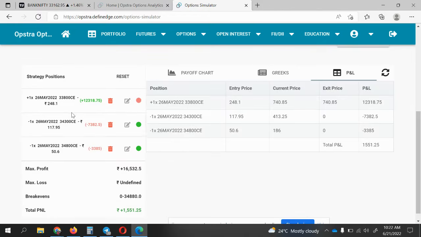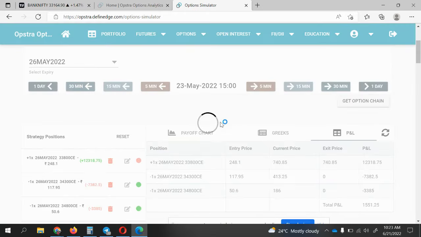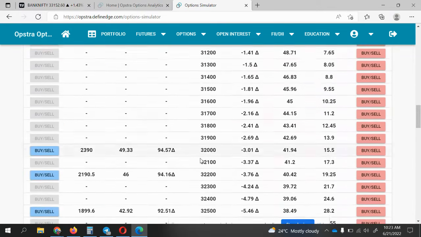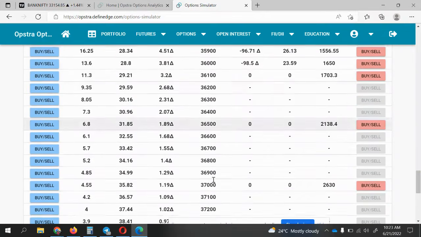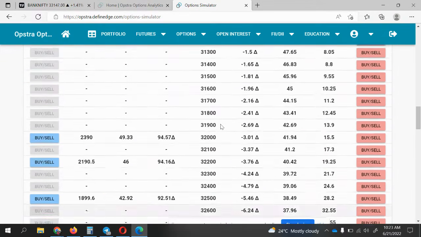And now you have booked the 33,800. So what you can do is go to option chain and try to buy 40,000. Let's see, it's all about experimenting. You have to buy 40,000. There is 40,000. Is it 47?